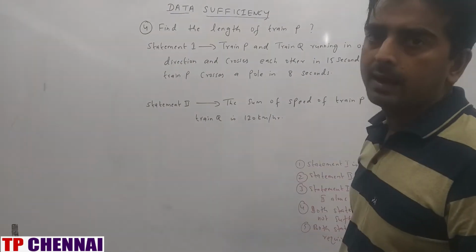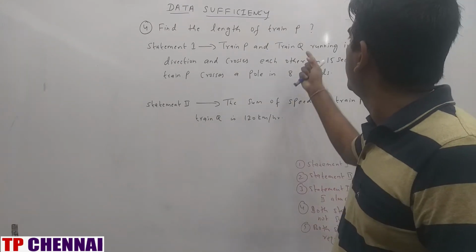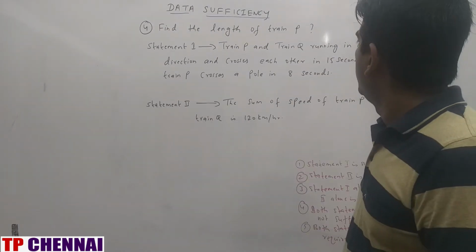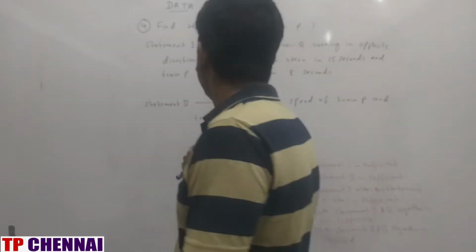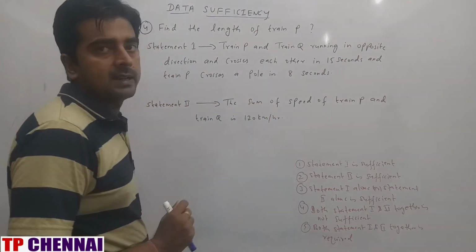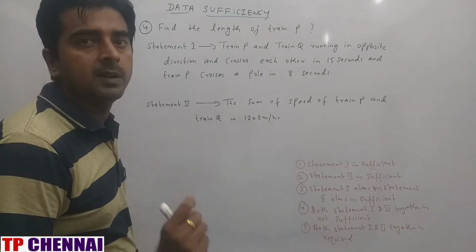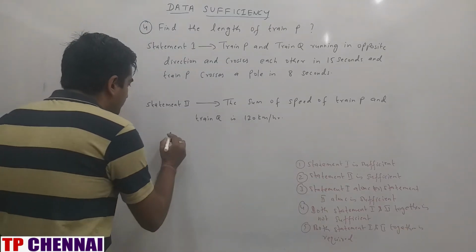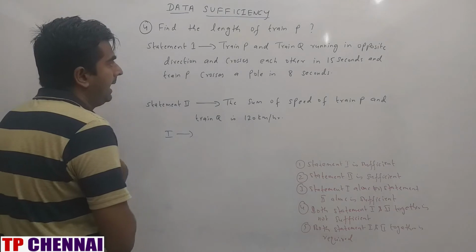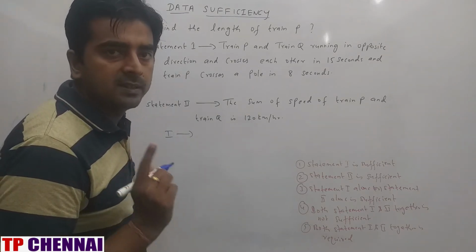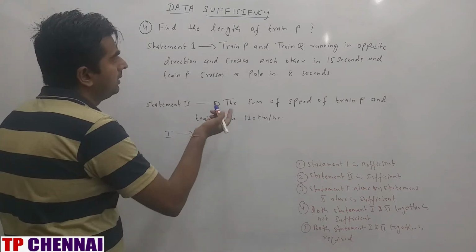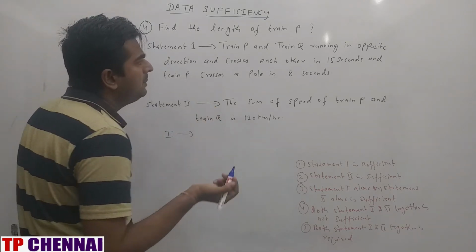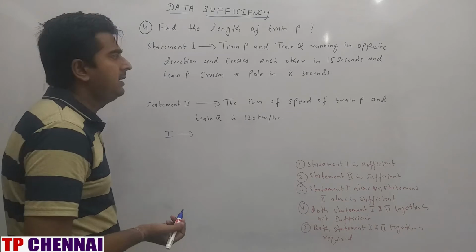Which I am assuming here. I am assuming the length of train P is L1 and the length of train Q is L2, and they cross each other in 15 seconds. Whenever two trains are running in opposite direction, what will be the relative speed? It is nothing but the sum of the speeds. So when you see the first statement here, speed is equal to distance by time, right? Or distance is equal to speed into time. So time is equal to distance by speed, right?